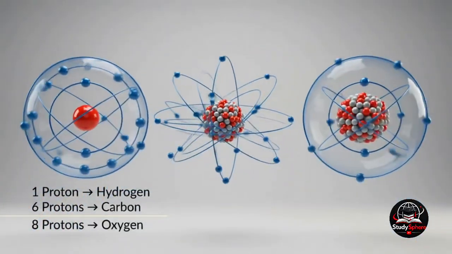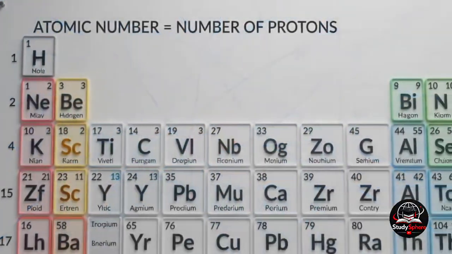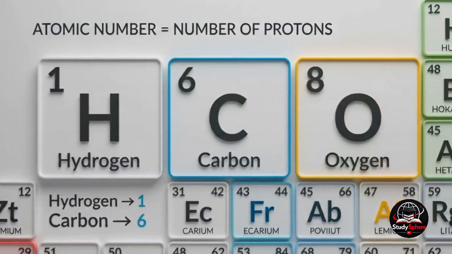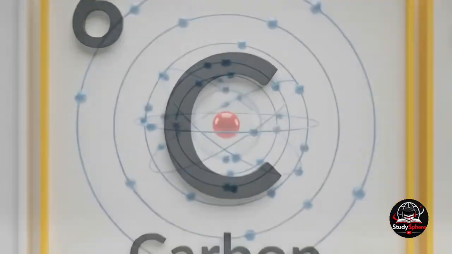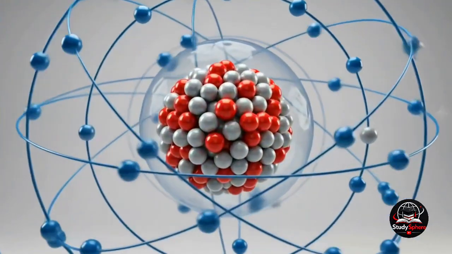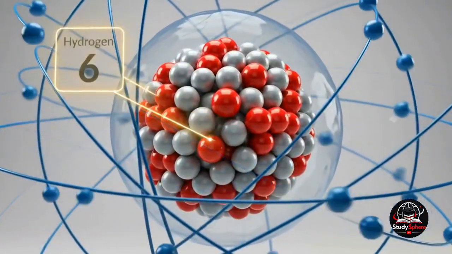This number is called the atomic number. The atomic number tells us exactly how many protons are inside an atom. So, the atomic number of hydrogen is 1, carbon is 6, and oxygen is 8.